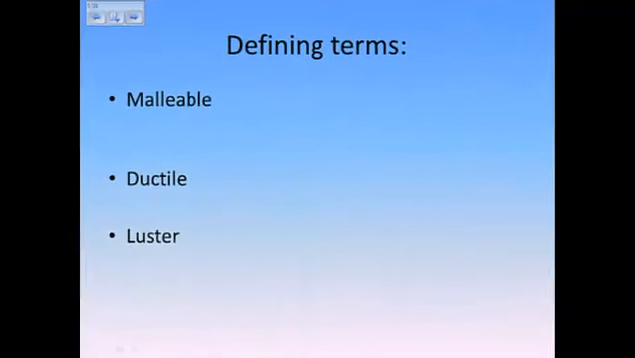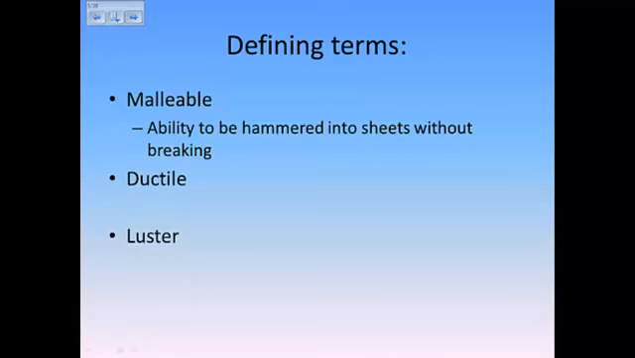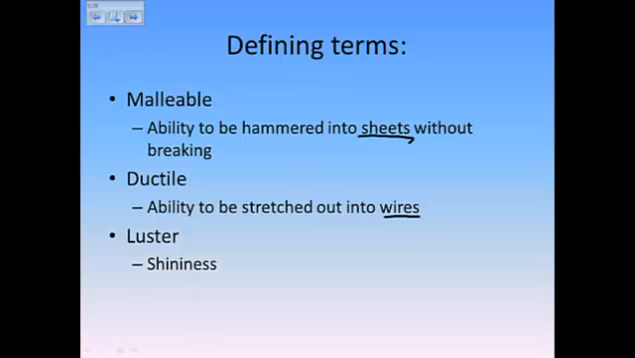Now here are the terms that I was going to tell you about. Malleable is being able to hammer it into sheets without breaking, obviously. It's not going to be a sheet that breaks. Ductility is being able to be stretched out into wires. So malleable is sheets, ductile is wires, and luster is shininess. And that's all you really need for this unit.